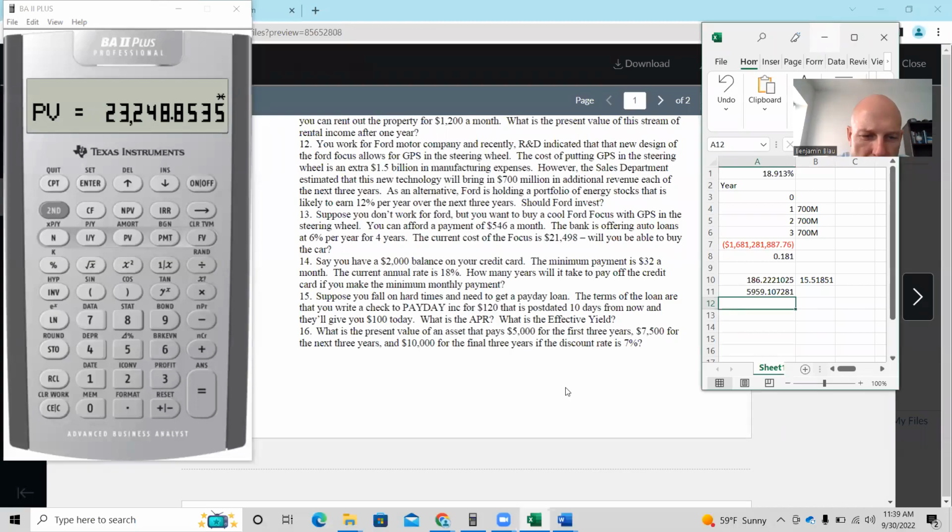All right, we're going to pick up on problem 15 where we left off. We're going to keep working these time value of money problems. Number 15 says, suppose you fall on hard times and need to get a payday loan. The terms of the loan are as follows.